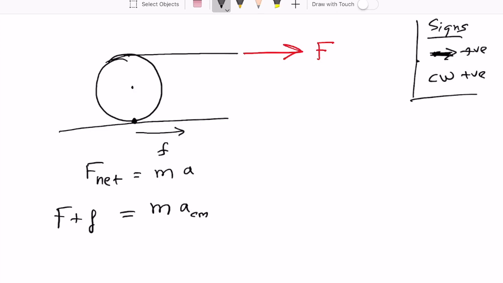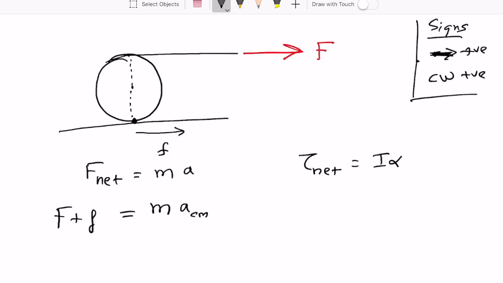Now, this equation is not enough because there are two unknowns, a center of mass and friction. And so the linear form of Newton's second law has just given us one equation. And so that's not enough. We need one more equation. That second equation will come from the rotational form of Newton's second law, which says that the net torque equals I times alpha, right? So what is the net torque going to be? So there are two forces. So both of these forces have torques.